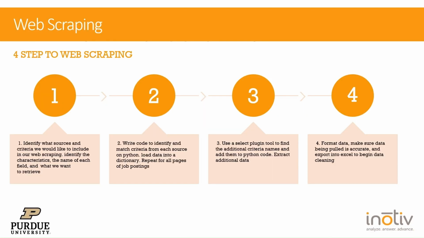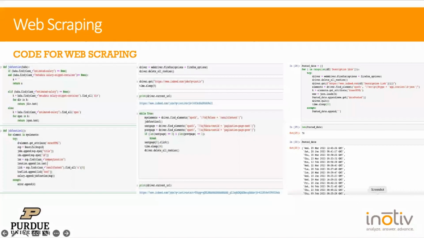We identified four main steps to our web scraping process. To start, we began with first identifying what sources and what criteria we actually wanted to extract from the data. Then we wrote code in Python to help identify and match specified criteria and load all of the data that we got from that into a dictionary. Then we used a plugin tool to find additional criteria and to add them to the code, and we further extracted that data. And then to wrap it up, we just formatted the data and ensured its accuracy and exported those into an Excel spreadsheet.